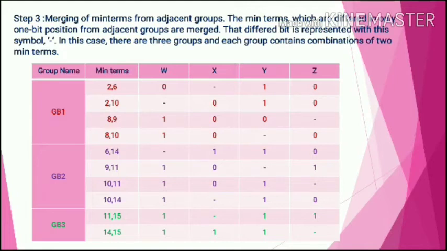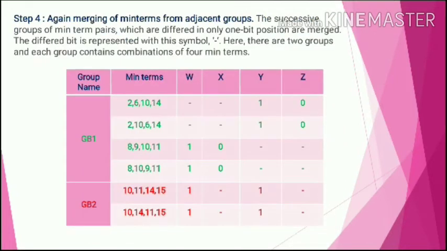From this table, form another group. So this is step 4. Again, merging of minterms from adjacent groups. The successive groups of minterm pairs which differ in only one bit position are merged. The differing bit is represented with the symbol dash. Here there are two groups and each group contains a combination of 4 minterms.